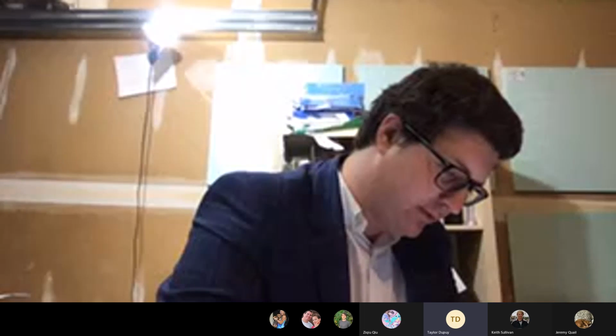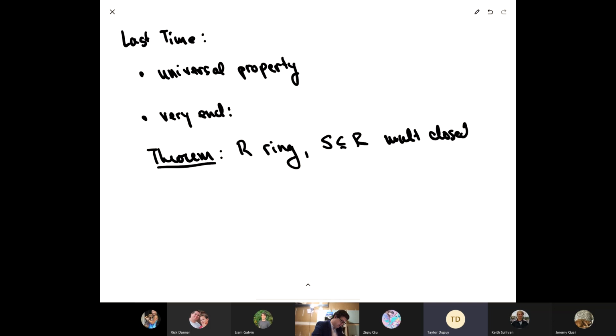Multiplicatively closed set, multiplicatively closed. And then we had, so then we'll let U_S be the set of prime ideals Q in spec R such that Q intersect S is empty.